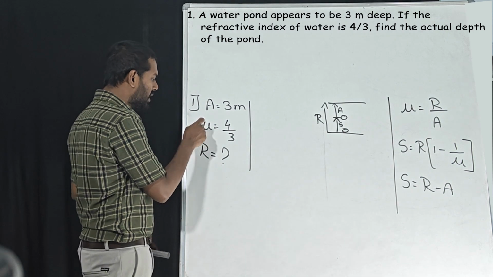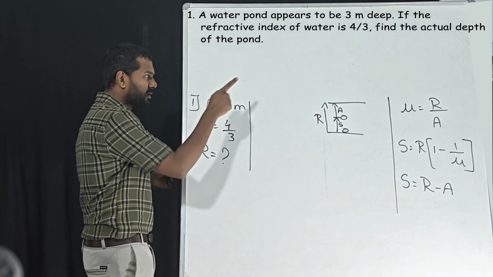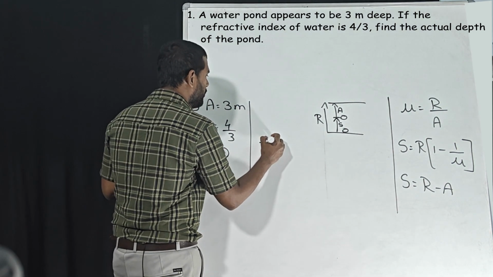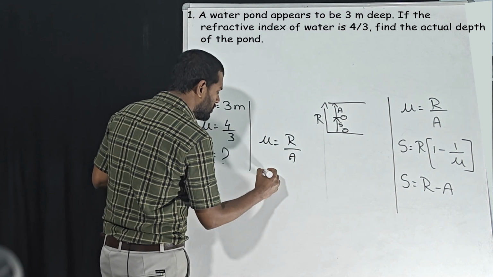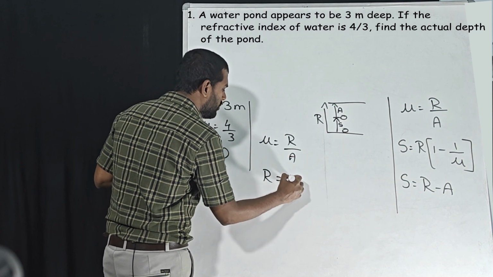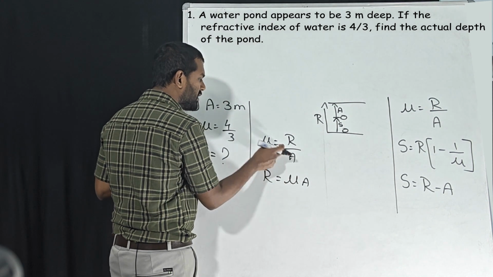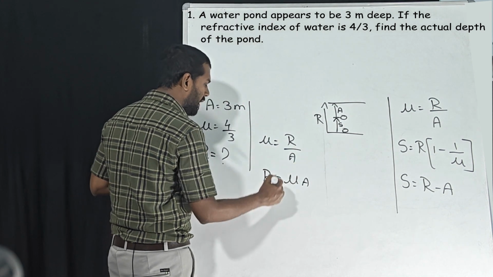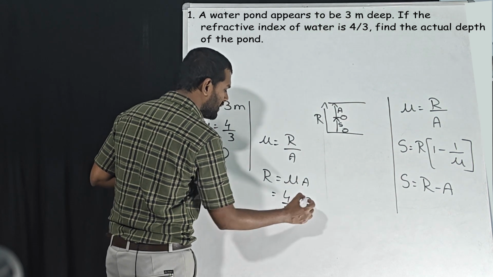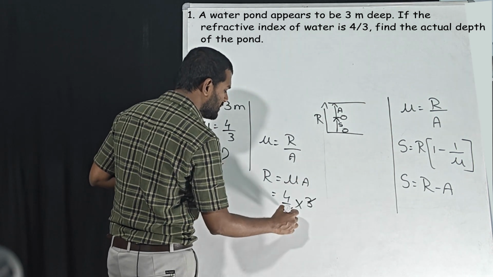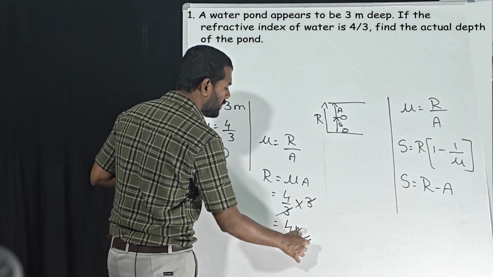So in this question, refractive index, real depth and apparent depth, the first formula. So mu is equal to R by A, and we need to find R. So R is equal to mu into A, correct? If you send this to this side, mu into A. Mu is 4/3 and apparent depth is 3. The 3 cancels, so the remaining will be 4 meter.